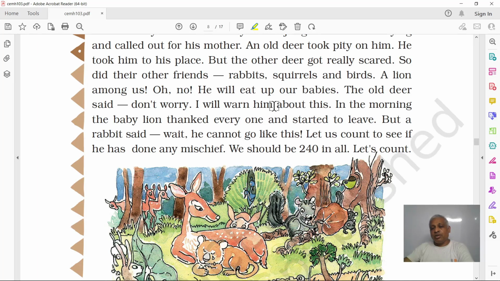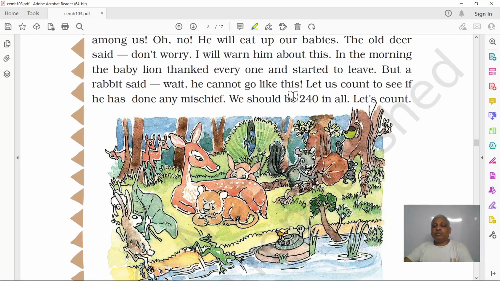And everyone warned, no, we should not keep this baby lion with us. We'll send it away. Maybe tonight it can stay here, but tomorrow we'll send it to its home, wherever it is. Okay? Now, when it is going, they want to check, because it's a lion and it can eat even a squirrel, even a rabbit. So let us count how many we are. We should be 240 in all. They know how many they are. So whether the baby lion has eaten any one of us, let us count again.